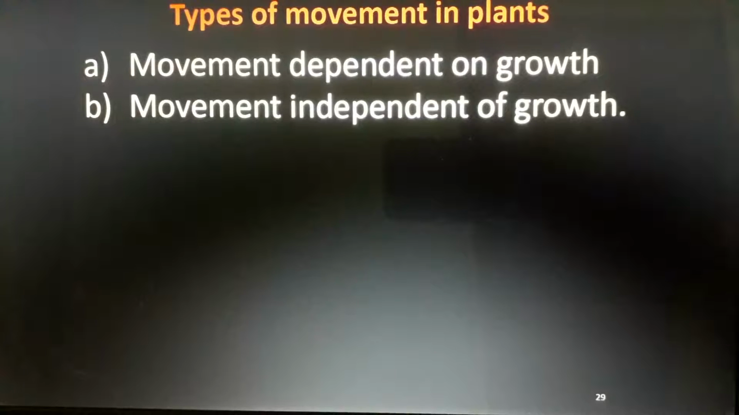So basically in plants most of the signals are carried by hormones. Plant hormones are there, and different plant hormones have different functions. In this part, we will study 5 different types of hormones and their functions, what they are doing in our body, not body, sorry, the plant's body. Types of movement in plants can mostly be divided into 2 types: movement dependent on growth, and movement independent of growth.